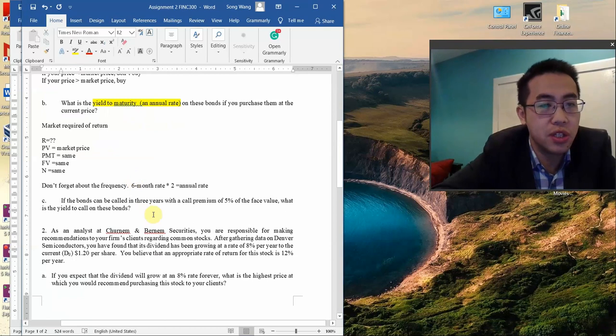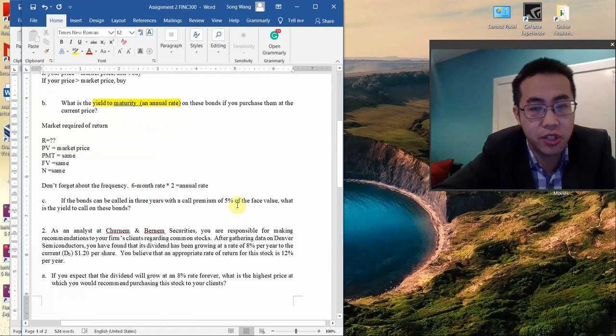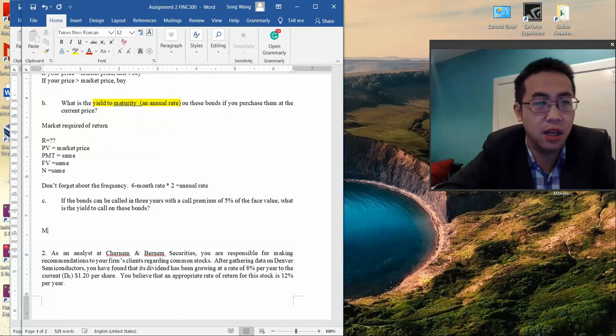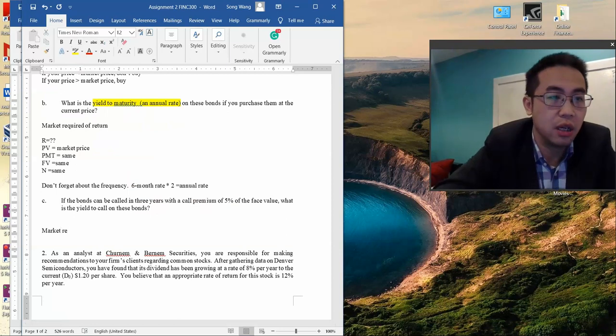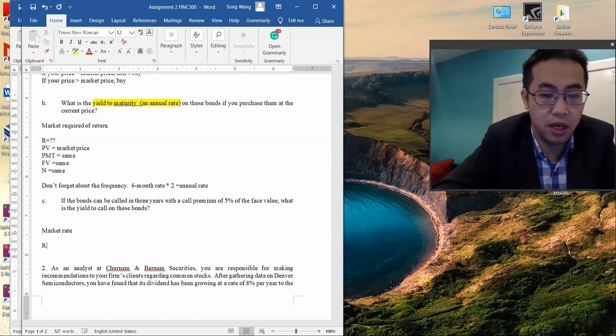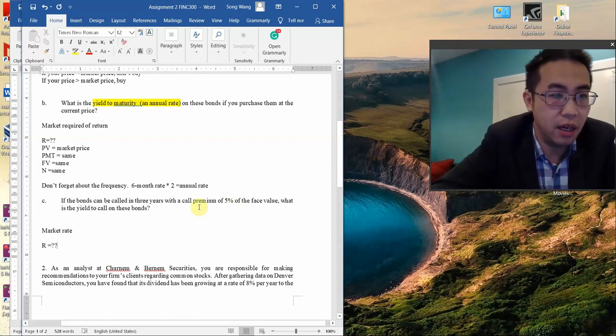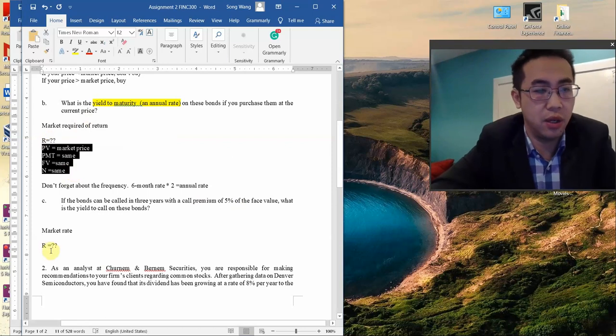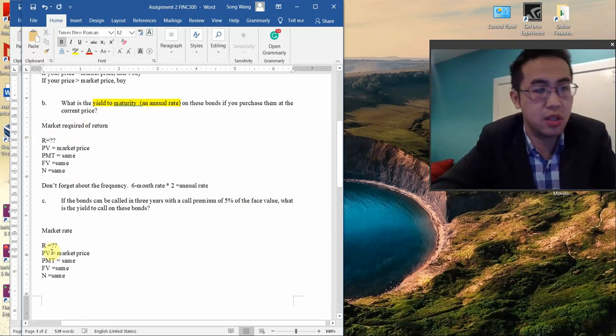And for question C, the bond gets called back in 3 years with a call premium of 5%. What is the yield to call? Yield to call, again, is another market rate. So the yield to call here is something you are solving for. And again, you find all the other 4 factors, so you can solve for the 5th. That's how we do the time value of money questions.